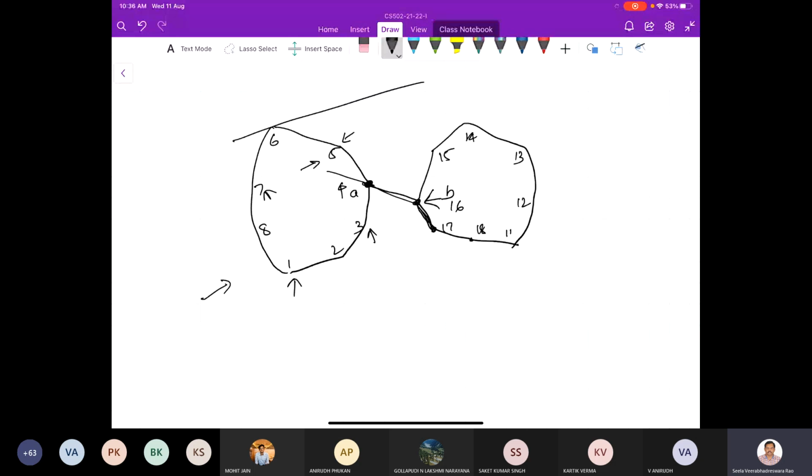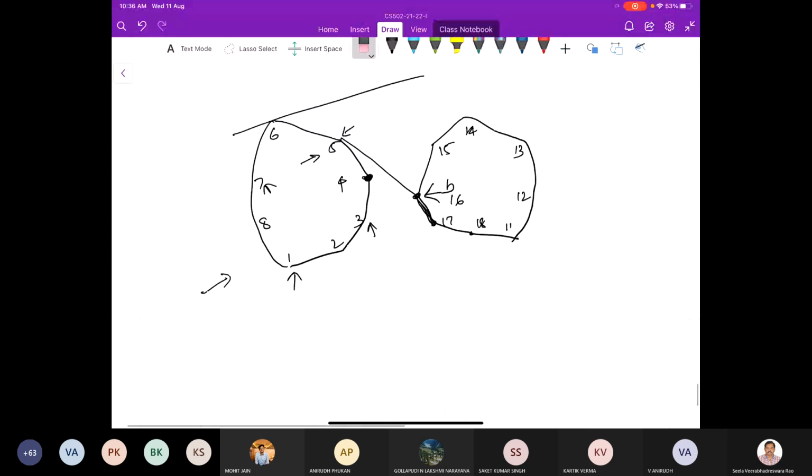Here 3 and 5 are on either side, so it can't be an upper tangent. Then what will we do? We move this A to this one. Now we check whether this is an upper tangent or not. As of now, this is an upper tangent because 4 and 6 are on the same side, below this tangent AB. So we'll stop it here.